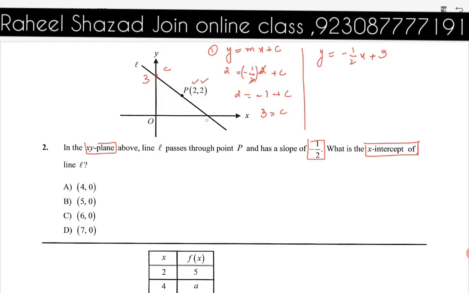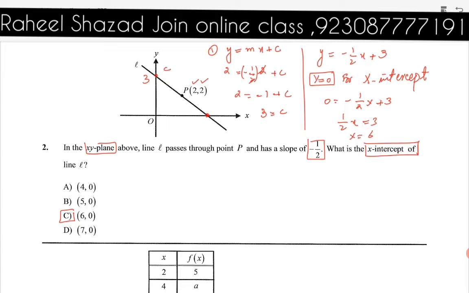At the same time we are looking for the x-intercept, the point where this line cuts the x-axis, right? For x-intercept we have to substitute y equal to 0. So when y is 0 in this equation, 0 is equal to minus half x plus 3. That is, half x is equal to 3 and x is equal to 6. Now this is option C.